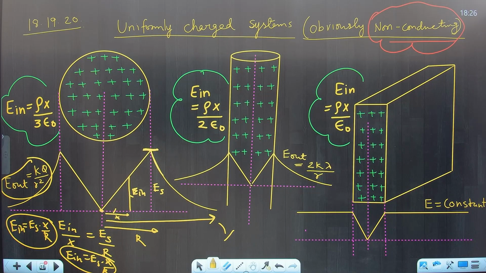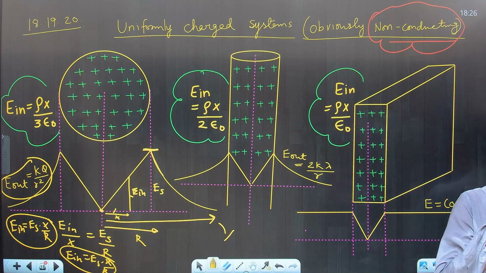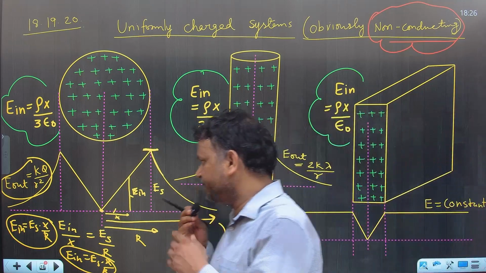It's very important. When these systems are filled with charges, the electric field inside will grow linearly. And when they are uniformly charged hollow systems, the electric field inside them will be 0. Okay.